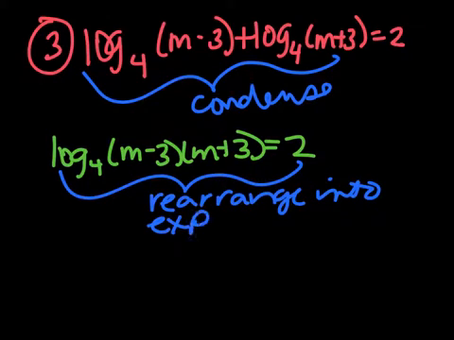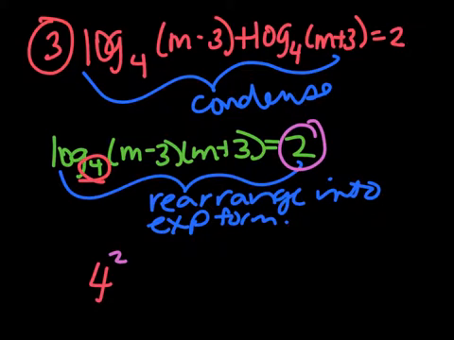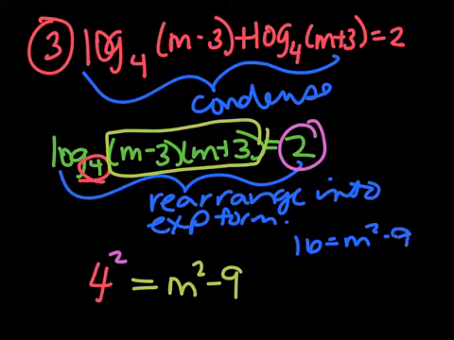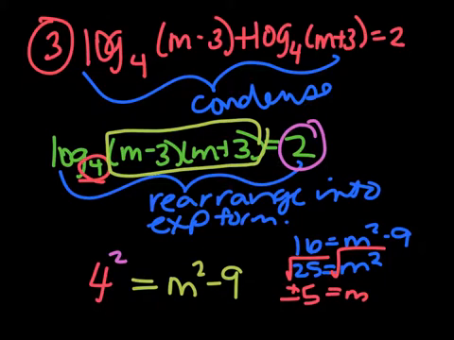into exponential form. So that's going to give me 4 squared equals m minus 3 times m plus 3, which is m squared minus 9. That gives me 16 equals m squared minus 9. Add 9, I get 25 equals m squared. And keep in mind, when you take a square root, you need to put a plus or minus in front. However, we're going to need to double check these.